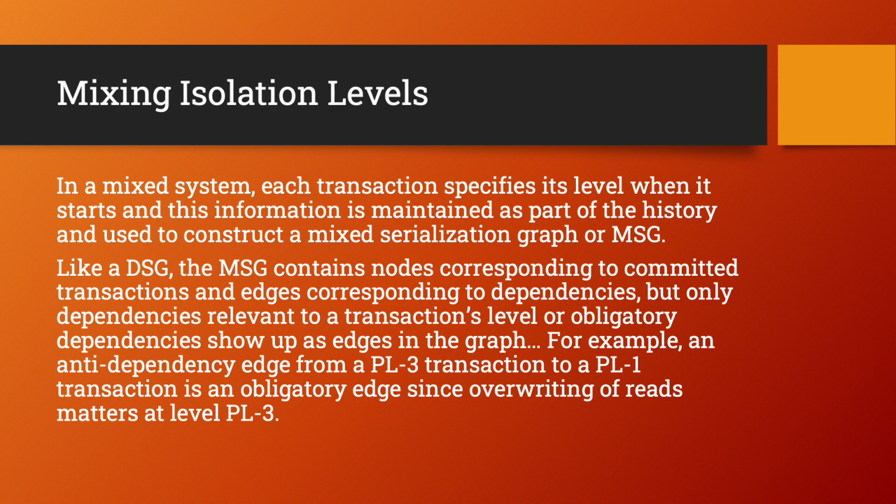Mixing isolation levels. In a mixed system, each transaction specifies its level when it starts, and this information is maintained as part of the history and is used to construct a mixed serialization graph or MSG. Like a DSG, the MSG contains nodes corresponding to committed transactions and edges corresponding to dependencies, but only dependencies relevant to a transaction's level, or obligatory dependencies, show up as edges in the graph. For example, an anti-dependency edge from a PL3 transaction to a PL1 transaction is an obligatory edge since overwriting of reads matters at PL3.